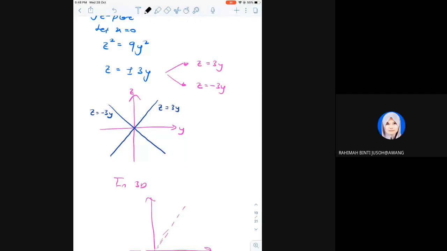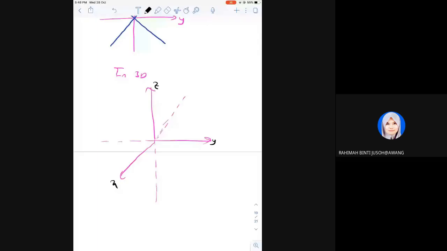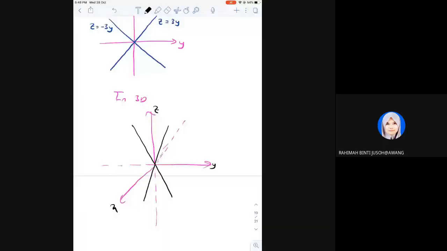Okay. So now, X, Y and Z, of course. It becomes two cones along the X axis and Z axis. So we have it like this, centered at the origin.